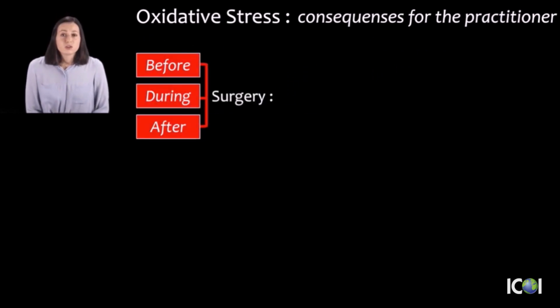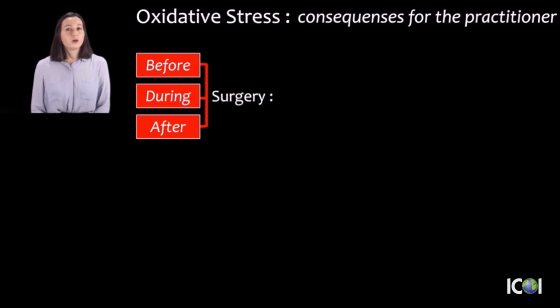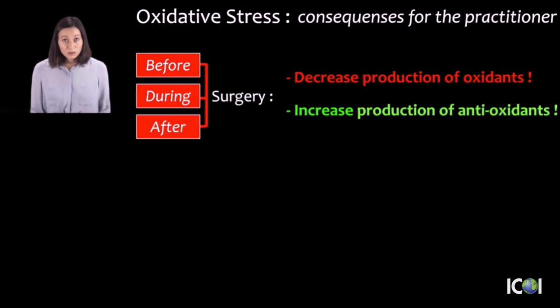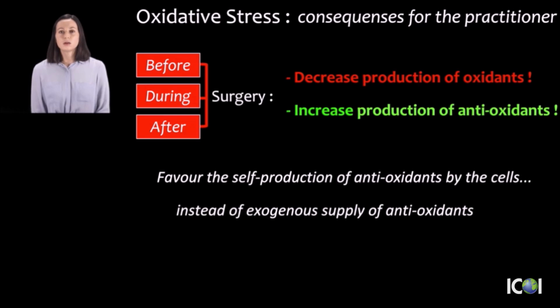What are the consequences of oxidative stress for us surgeons? What should we hope for a patient? Before, during, or even after the surgery, we have to help our patient to decrease the production of oxidant, but also increase the production of antioxidant. And when I say antioxidant, I'm talking about the inner antioxidant, not the one you can take from supplementation. They are always better, and we have to favor the self-production of antioxidant from our patient.